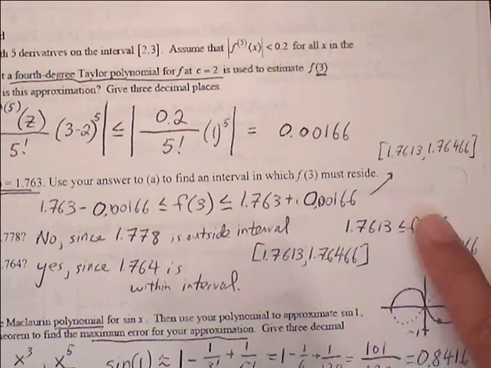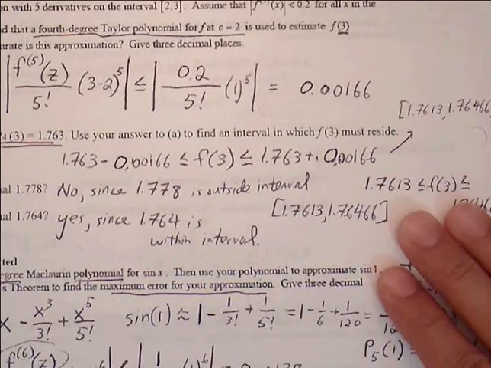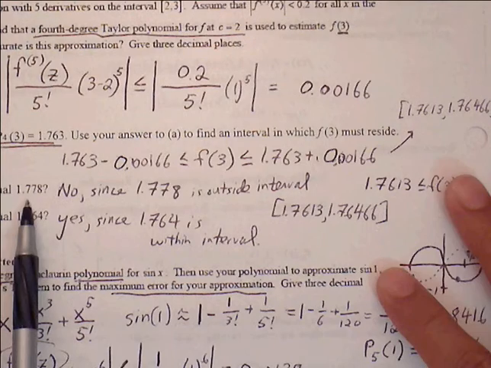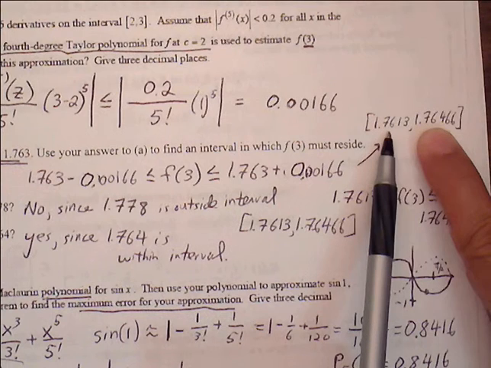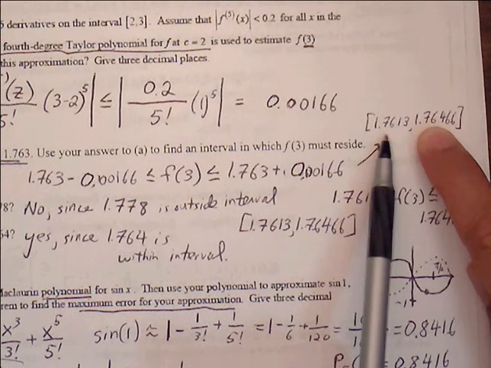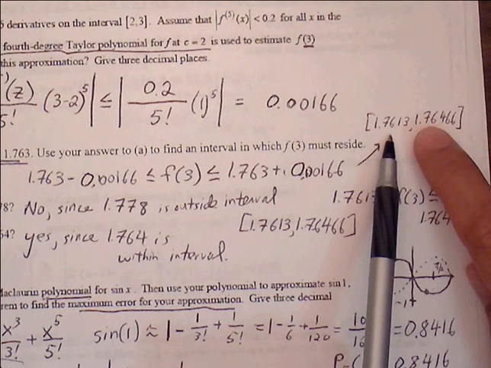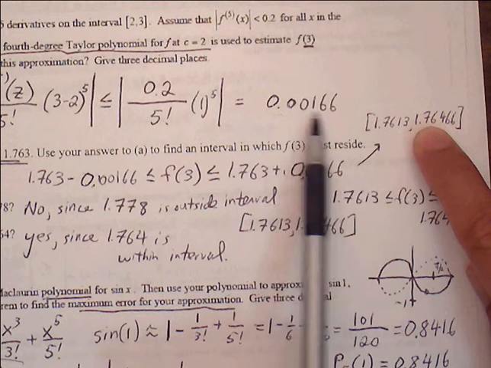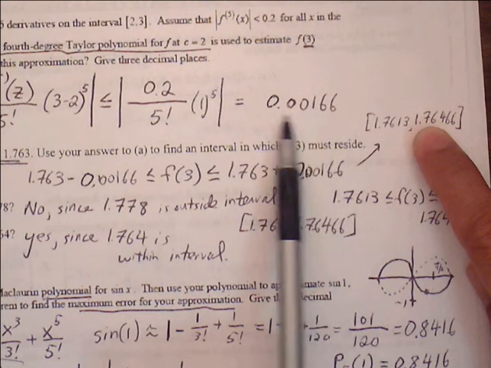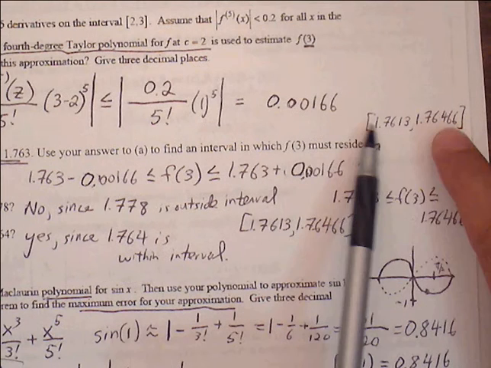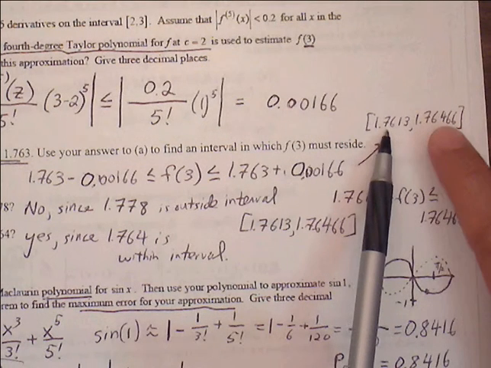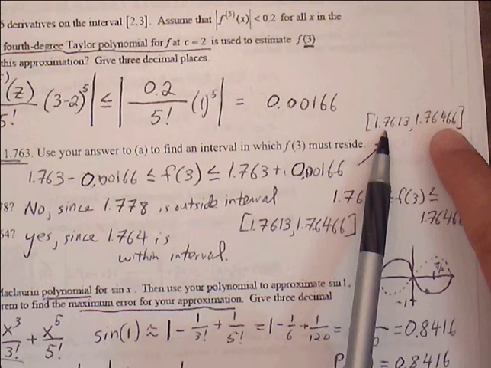Okay. Now on to the next question here. Could f of 3 equal 1.778? Well, 1.778, we see that is outside of this interval. So therefore, we know it can't be 1.778, because we know that at worst, this approximation is only going to be off by 0.00166. So our approximation cannot be above or below these two values.